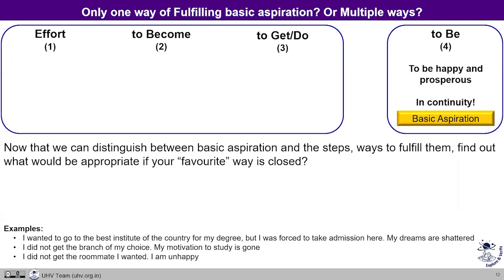We can explain to the students that to fulfill this basic aspiration, there could be so many ways. It's not just one way to go about it. We can make efforts in different directions. There are so many choices to become something, and we may have to do or get something in a variety of ways. So if one path is closed, then the other path may be still open.